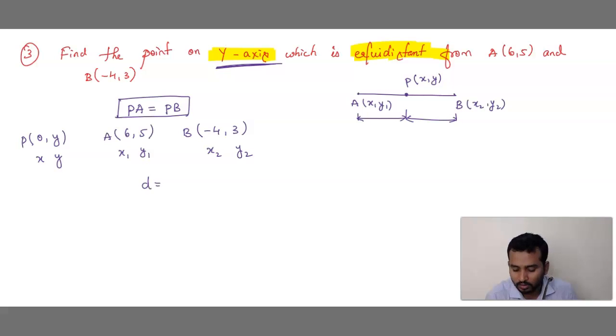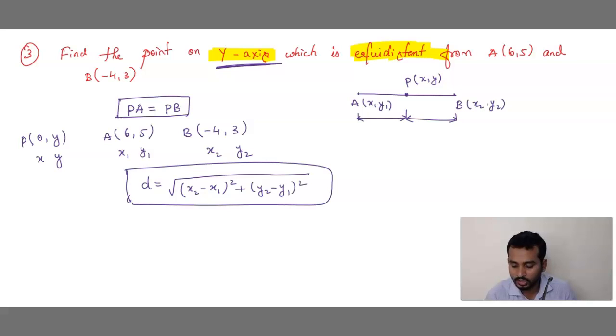What is the distance formula? D is equal to root of x2 minus x1 whole square plus y2 minus y1 whole square. Is this clear? So this is our distance formula. If you want, you can solve PA separately, solve PB separately, then equate both. Equation 1 is equal to equation 2. Or else you can also do it simultaneously.